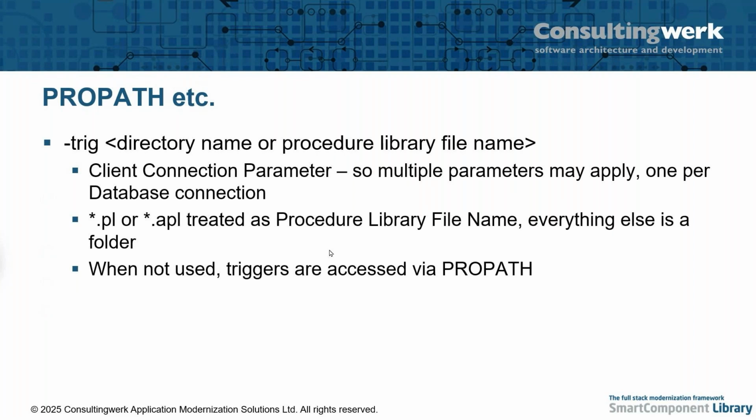Then there's a -trig parameter, and -trig is not a client startup parameter. -trig is a client connection parameter. So that means if you have different databases that you connect, each -db could be followed by a different -trig parameter, and that just points to the folder or the PL file that contains the trigger code for that database. When you're not using the -trig, then the triggers for that database are searched in the PROPATH.